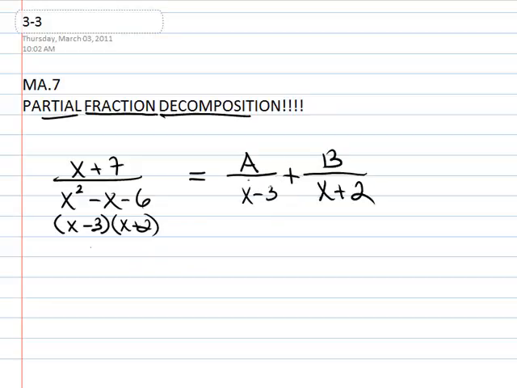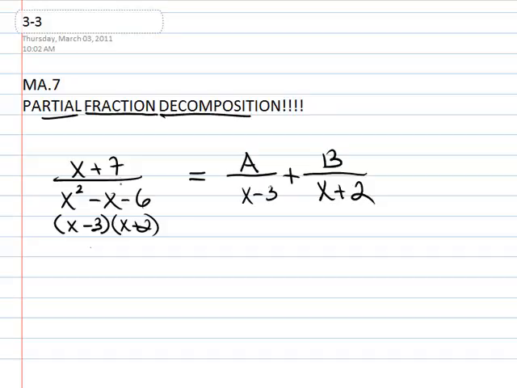So here's the idea. If we can find out what we can put in place of A and B so that when you add these two together you get what you started with, then we're done. We're breaking this down into two smaller pieces that are easier to handle. So we need to find out what number could we put in for A, what number could we put in for B, so that when we add all this back up, we get x plus 7.